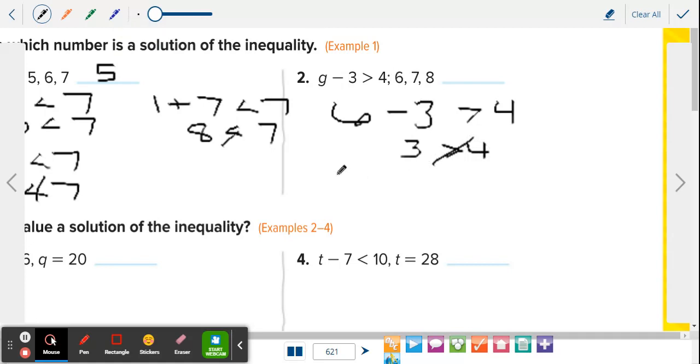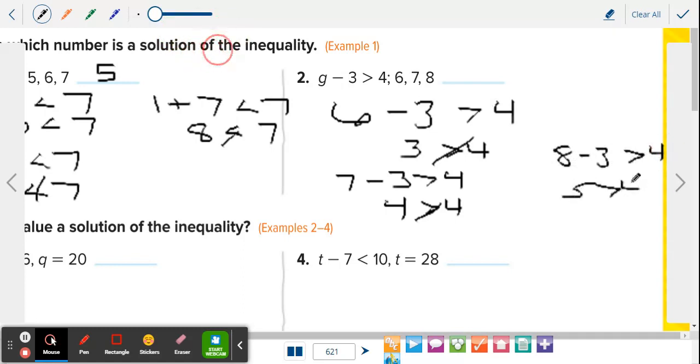Okay, now we move on to 7. 7 minus 3 greater than 4. And what's 7 minus 3? 4. Is that greater than 4? Nope. So then we try 8. 8 minus 3 greater than 4. So that'd be 5. Is that true? Yes. So the only number is 8.